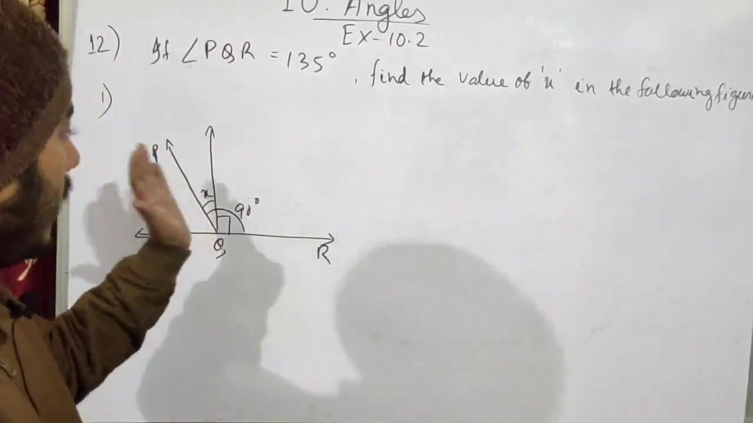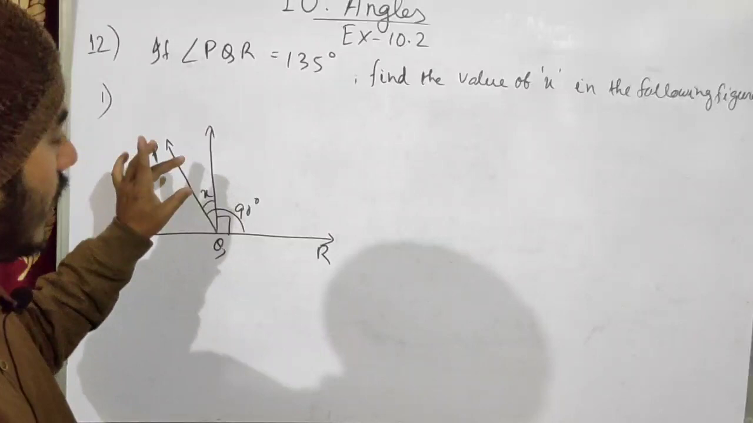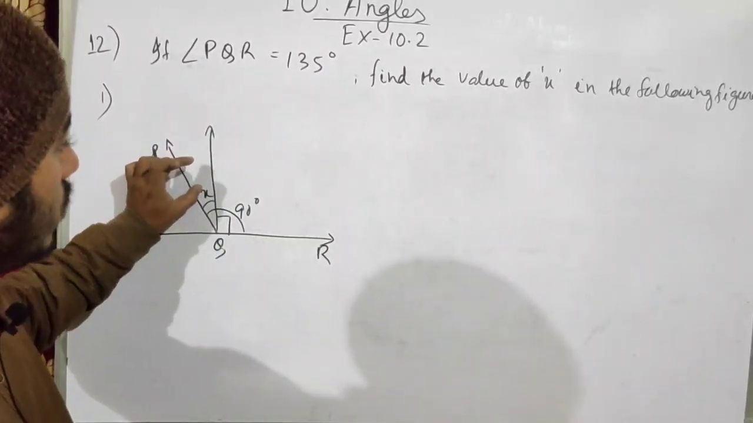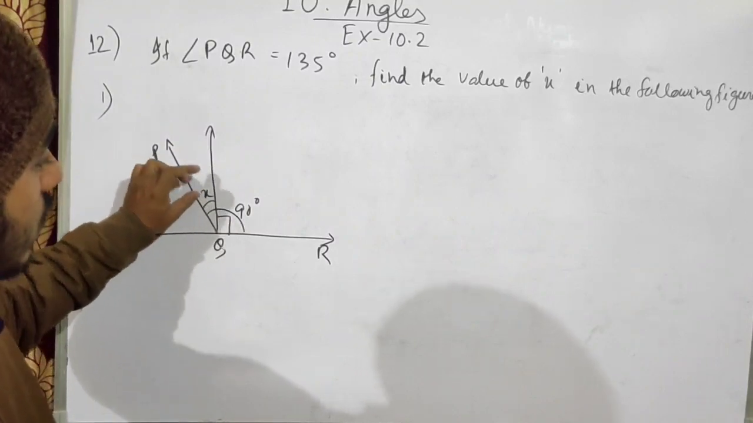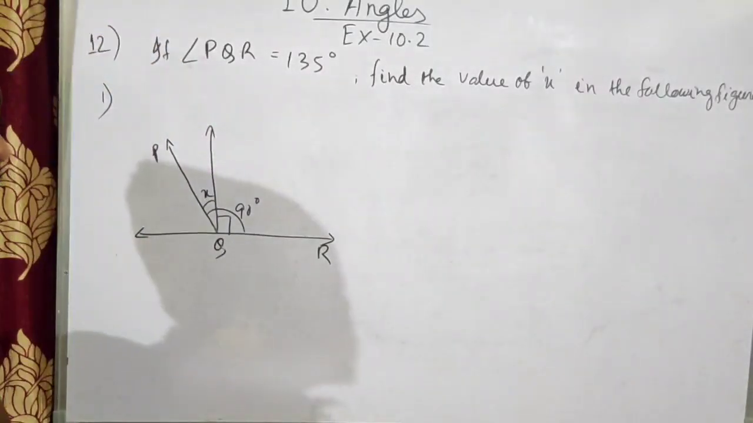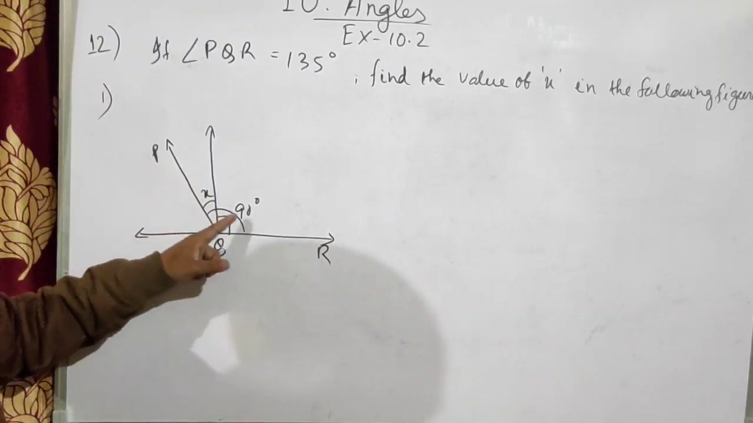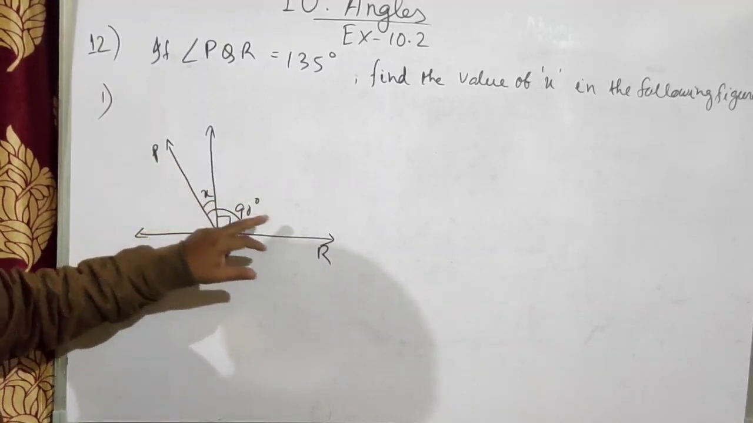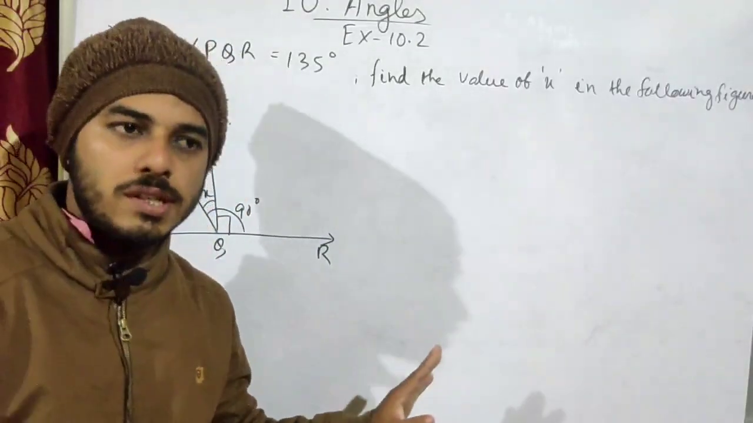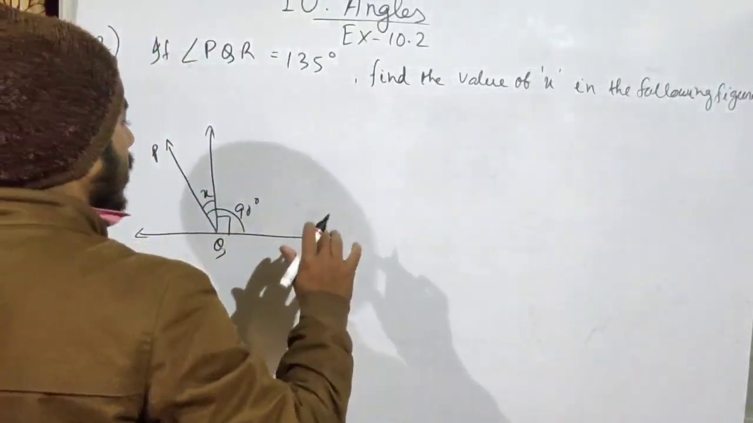So that 135 degrees is split into two pieces, isn't it? First angle is 90 degrees, second angle is x. So now we have to find out the value of that x. 90 and x, if we combine, it becomes 135 degrees. Up to this we know, isn't it? Using this knowledge, we can find out the value of x.